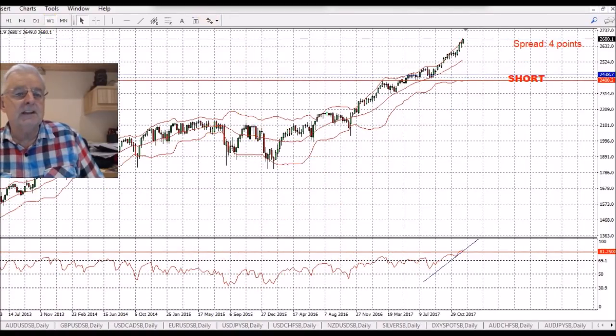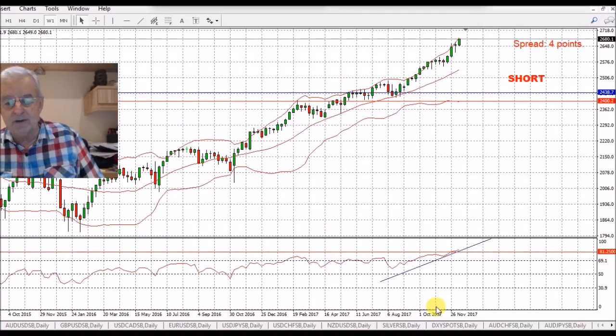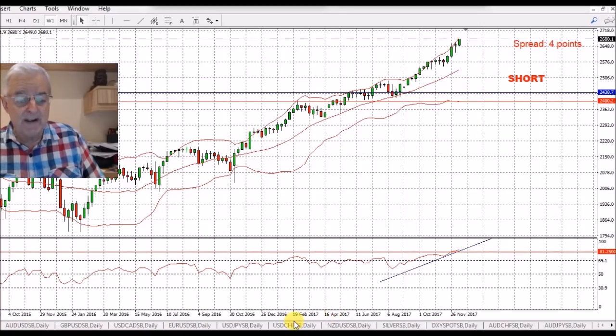I prefer it on the weekly chart to look at. It is quite an extreme position on the RSI. We're hugging the outer Bollinger Band. I am expecting a turn back down. Well, we'll see what happens anyway.